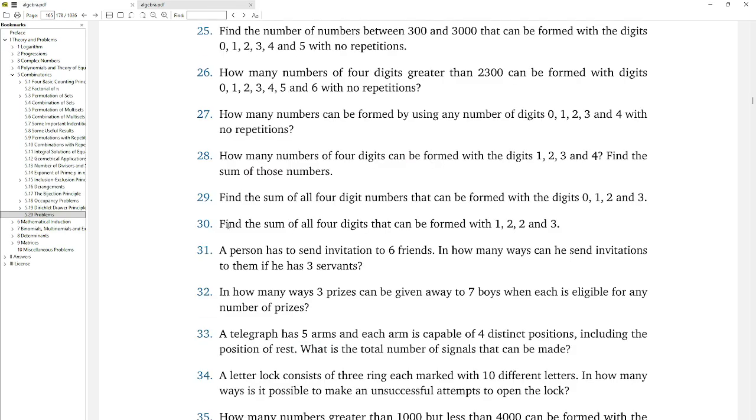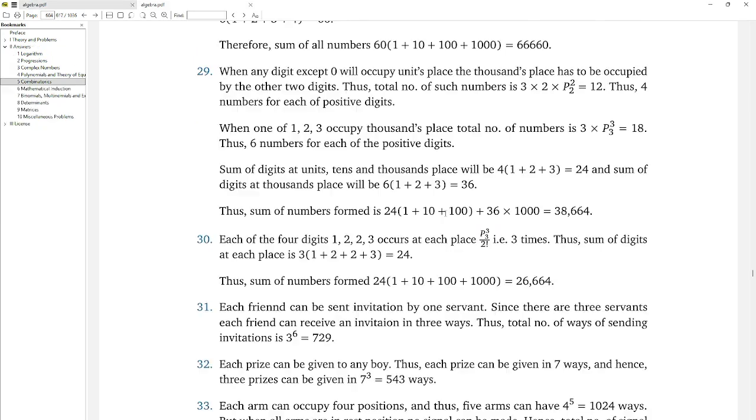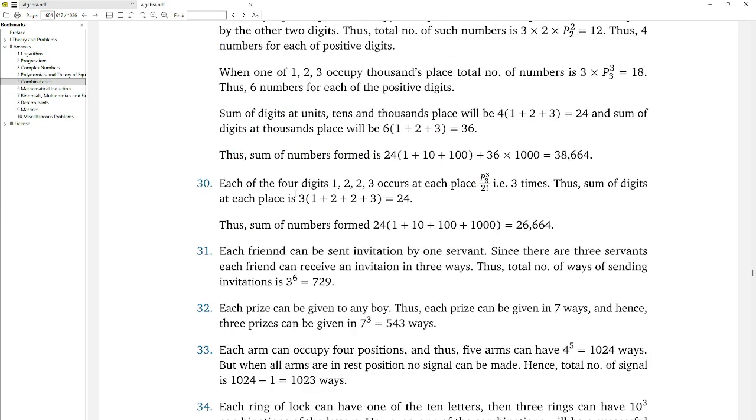Question 30 says that find the sum of all four-digit numbers that can be formed with 1, 2, 2, and 3. In this case, each of the digits occurs at each place 3P3 by 2 factorial, that is 3 times. Thus, sum of digits at each place is 3 into (1 plus 2 plus 2 plus 3), that is 24. And therefore, sum of numbers is 24 into (1 plus 10 plus 100 plus 1000), that is 26,664.